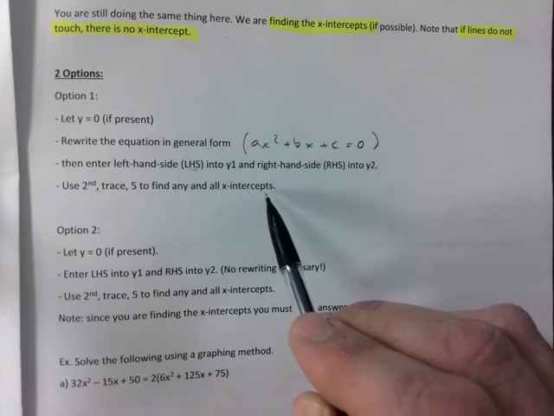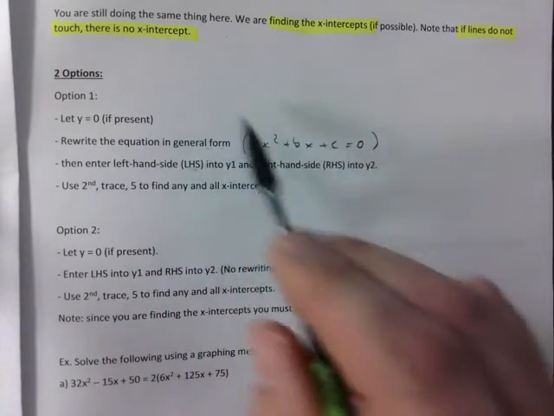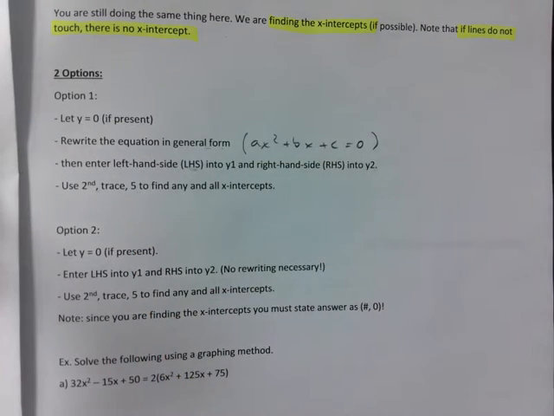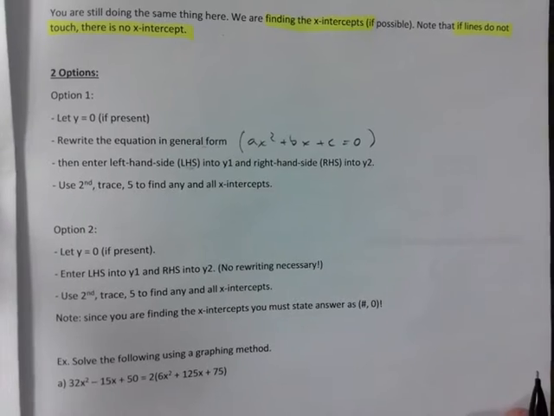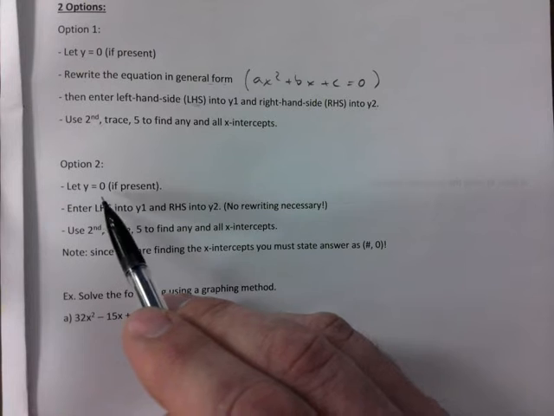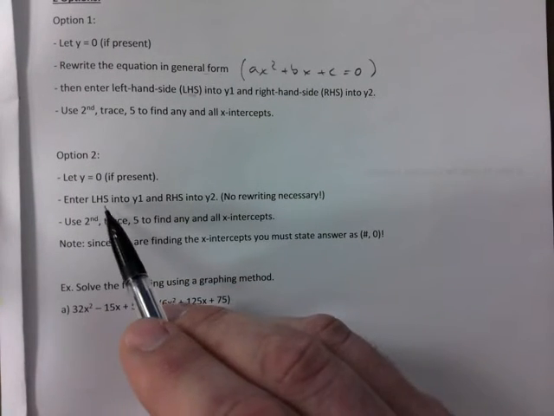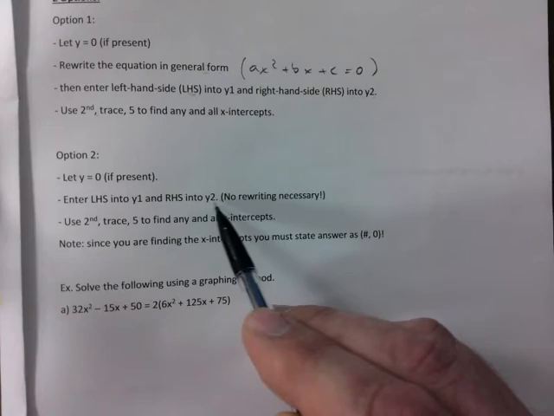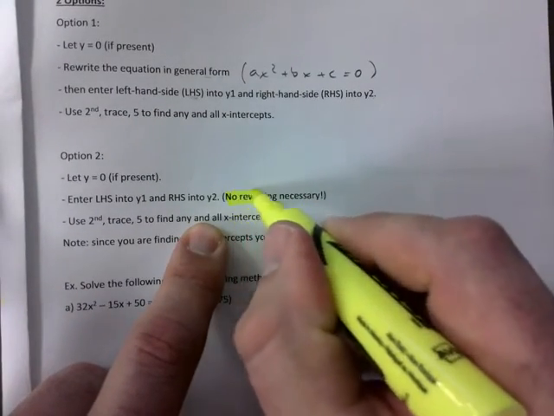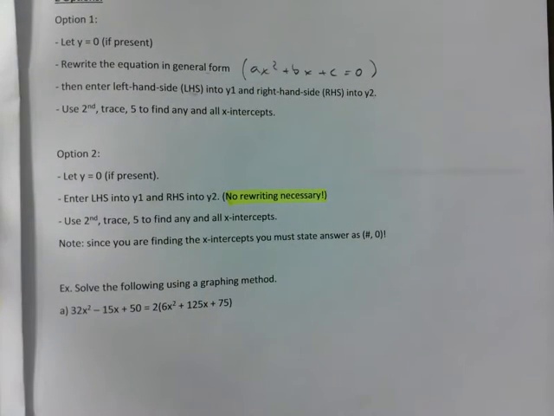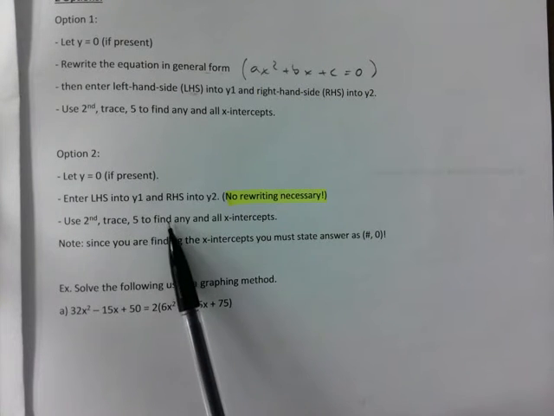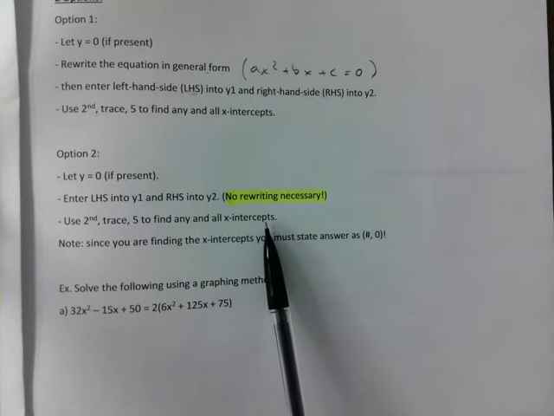And you might think, well, we've done this all this time. Yeah, you have been doing this all along. When you found the x-intercepts, you were actually solving a quadratic at the same time. Okay. Option 2, let y equal 0 if present, so nothing changes there. Enter the left-hand side into y1, the right-hand side into y2. No rewriting necessary. That is the key here. That's why I really like this one. Then use second trace 5 to find any and all x-intercepts.